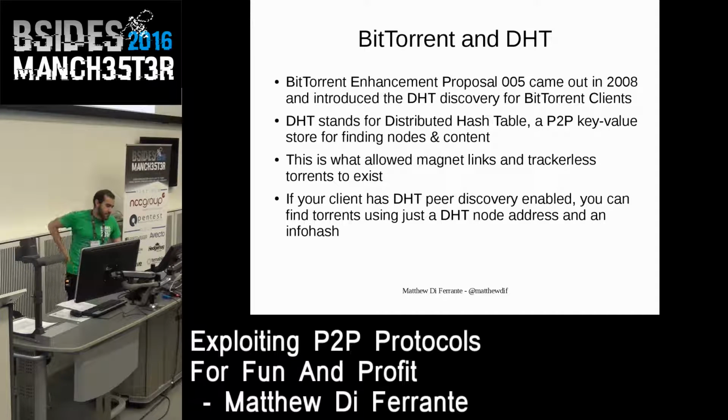So BitTorrent enhancement proposal number 5 came out in 2008. That's what introduced the DHT. You probably use magnet links nowadays, and that's what allows magnet links to work. The first part of the magnet link is called the BitTorrent info hash, and then the rest is the announce section.